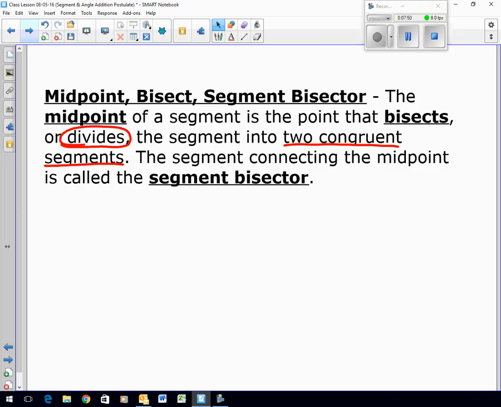Okay, when we say that something bisects a segment or bisects an angle, how many parts is it getting divided into? Two parts. We'll see why, right? It is that literal, but it's that simple. A bisector will cut something into two parts. If it is a segment bisector, it's cutting a segment into two parts. If it is an angle bisector, it's going to cut an angle into two parts. Quite a literal definition, right?